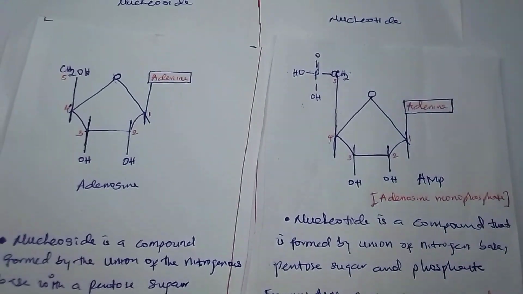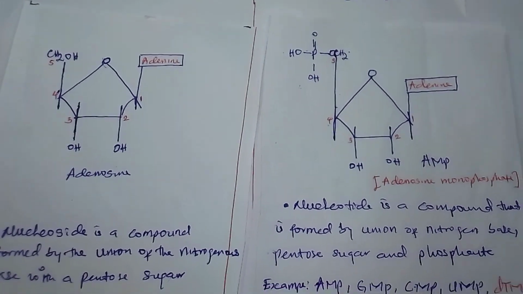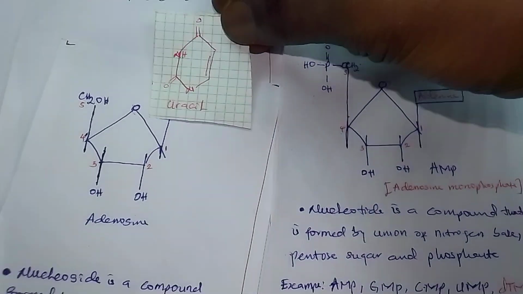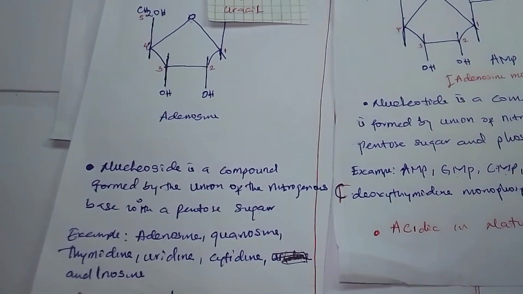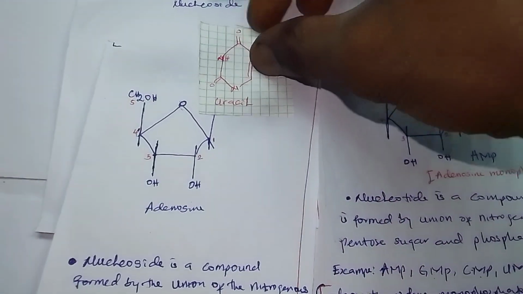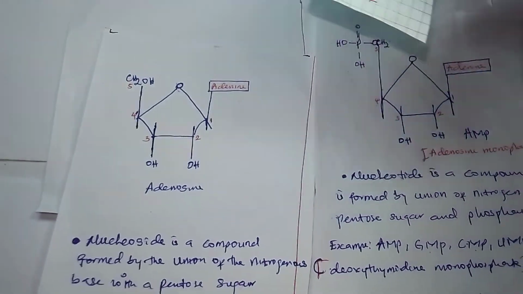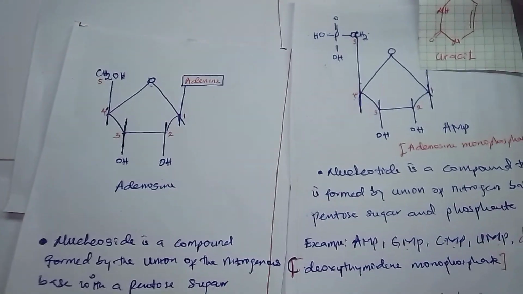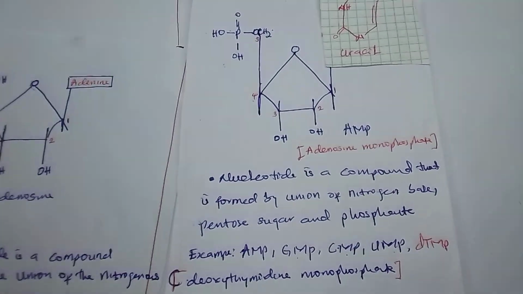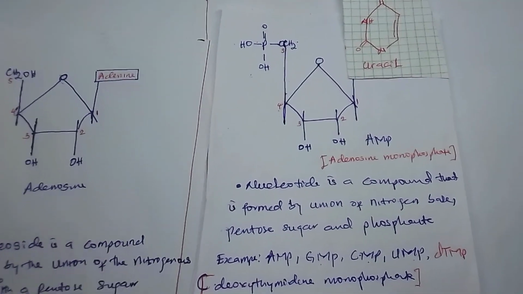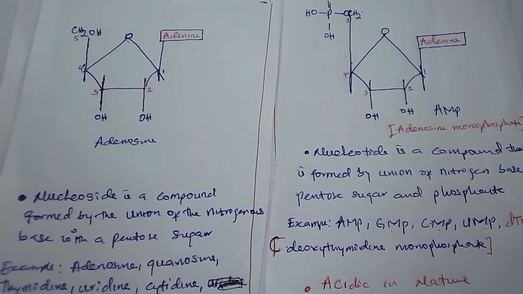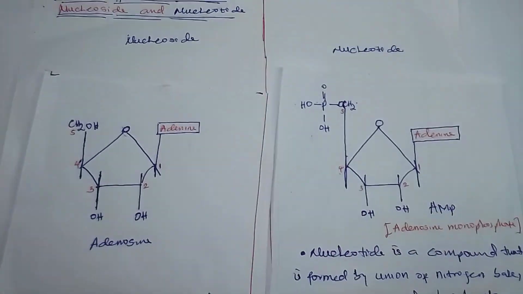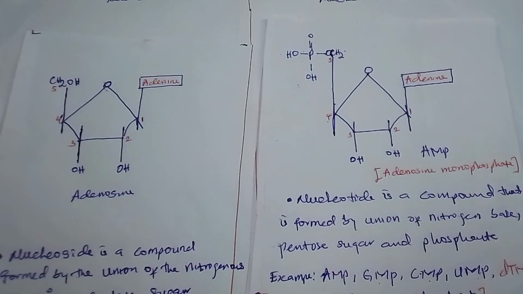And finally, I'll get my uracil. When I put this here, it becomes uridine, sorry. Although the name is uracil, with this structure it becomes uridine, and this becomes uridine monophosphate. So, having said that, we have seen the difference between the nucleoside and nucleotide.